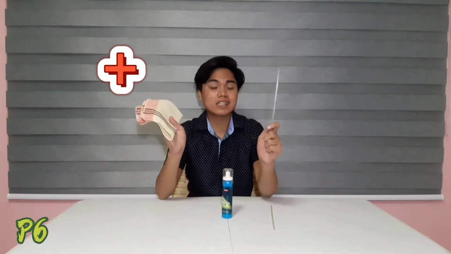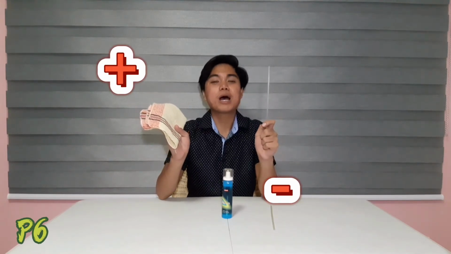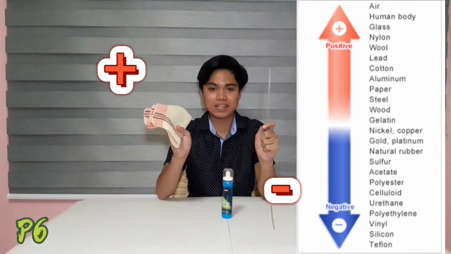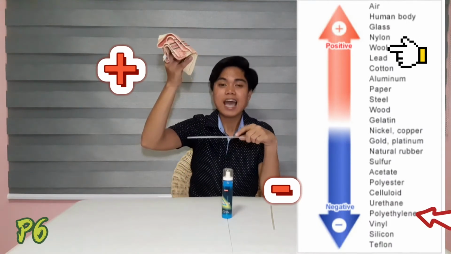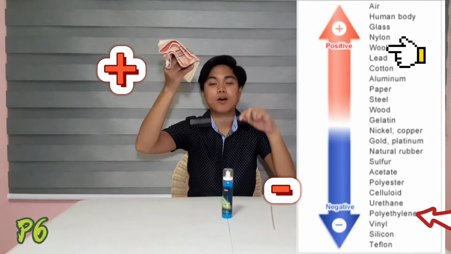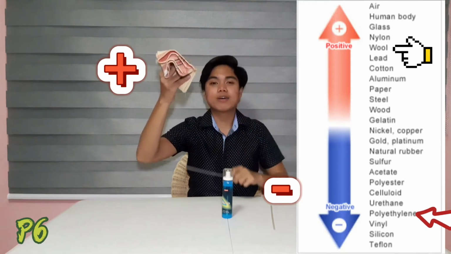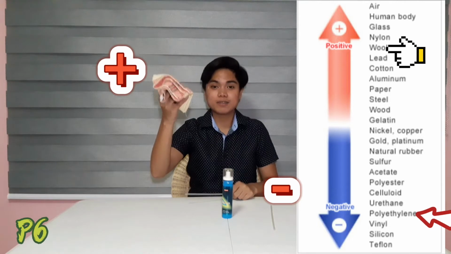So in here, our first step is to rub the straw and the wool together. In this, we can know that this wool will be positively charged and this plastic straw will be negatively charged, basing from the triboelectric series. This wool is at the upper portion of the triboelectric series and this plastic straw is at the bottom part or lower part of the triboelectric series chart. So let us rub.